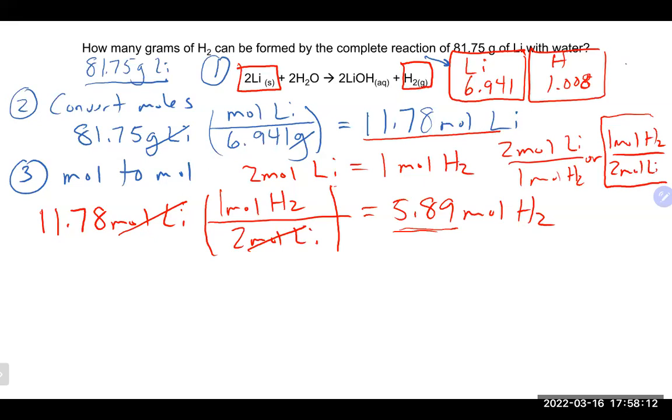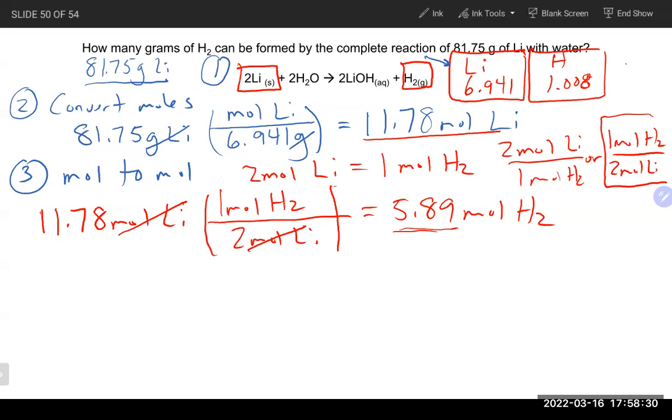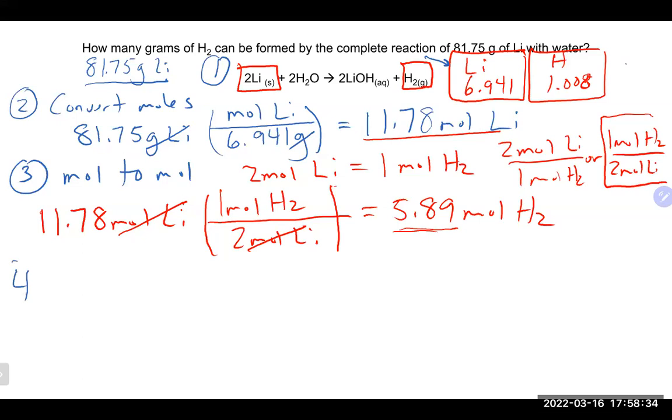Okay, so is this the answer I'm looking for? No, it's close to what I want. Using stoichiometry we got to H2, which is what we want, but we're in the wrong units at this point, right? We're in the units of moles. So we do have to do step number 4 here, which is to convert those moles into grams, which is what we're looking for.